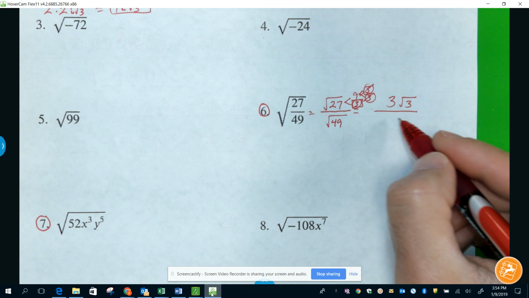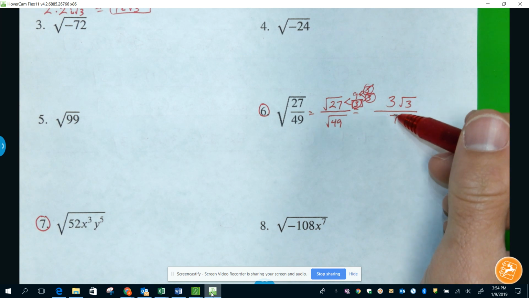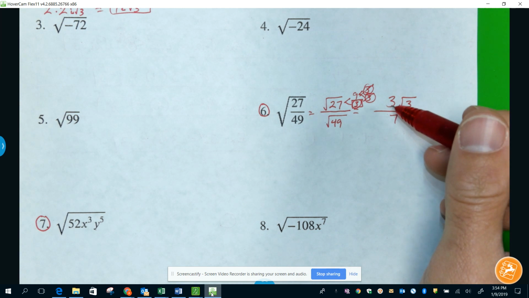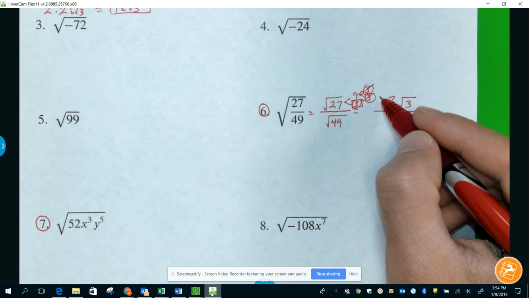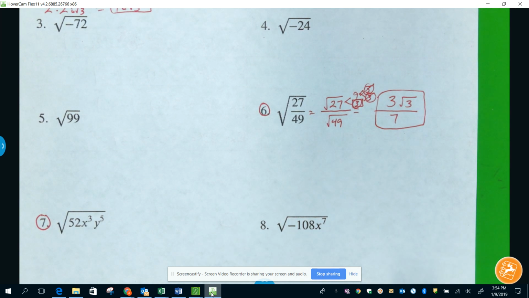In the denominator, square root of 49, we should know that off the top of our head is 7. And then in this case, anytime we have a fraction, we always look at our outside numbers and look to see if they reduce. In this case, 3 over 7 does not reduce, so there's nothing we can do there. So we split those up, give them each their own square root, and then break them down individually.